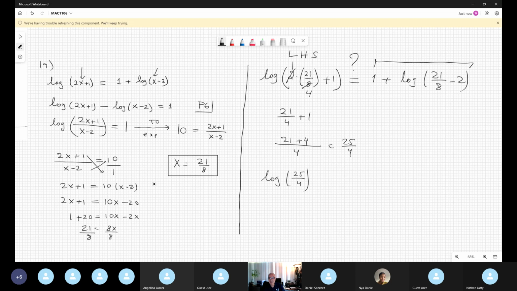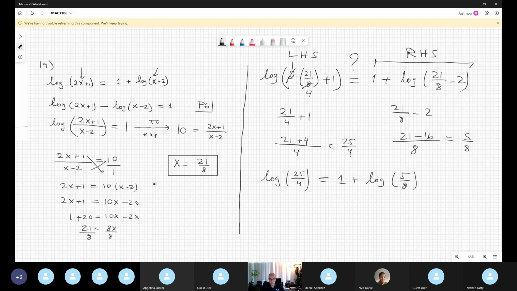On the right-hand side, we have 1 plus something. Oh, but it's 21 over 8 minus 2. 2 is a whole number again, and the least common denominator is 8. It's 21 minus 16, no? Because 16 is 8 times 2, no? This is the subtraction: 5 over 8. Yeah, this is the log of 5 over 8.